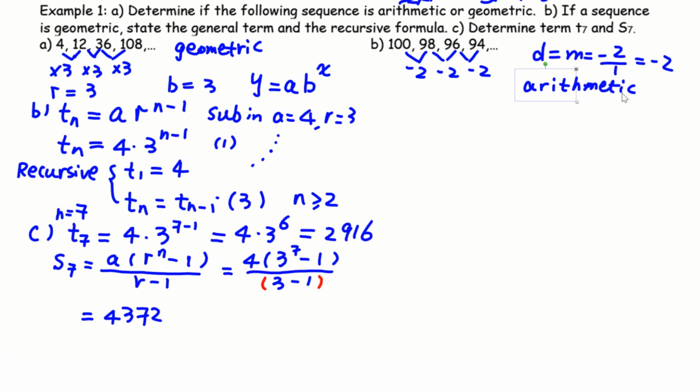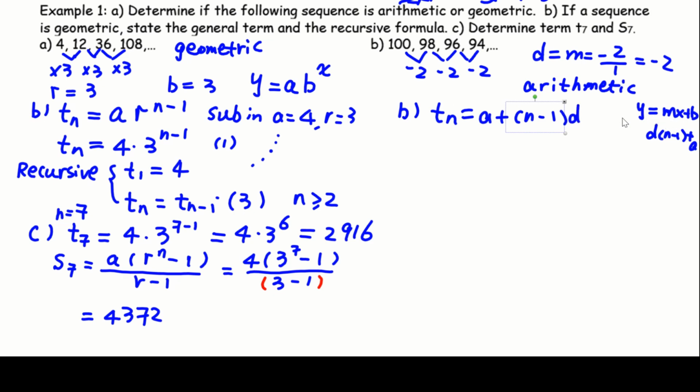It's a linear function, so the general term is y equals mx plus b. It's similar with mx plus b. Here again, m is just the common difference, and x again is n minus 1, where n starts with 1. And the b is the corresponding value, the first term. So we write it out as a plus n minus 1 times d. It is similar to y equals mx plus b.